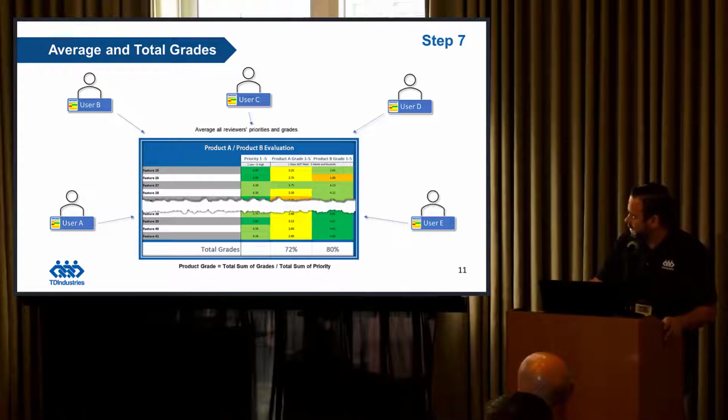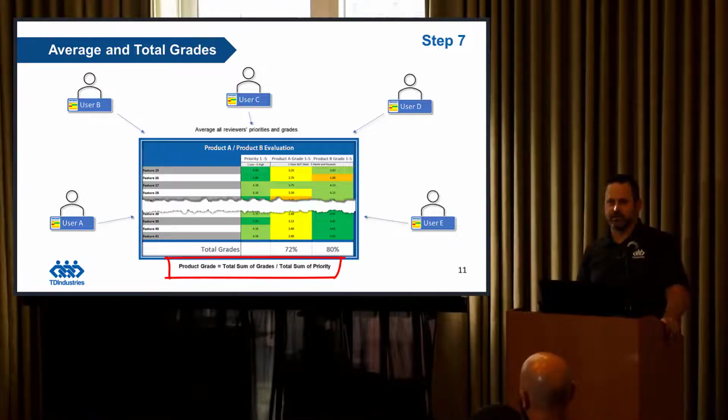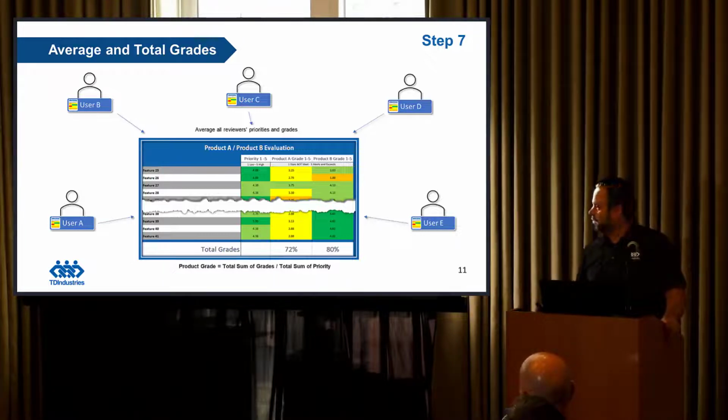And the idea here, right? Product grade is equal to the total sum of grades divided by sum priority. That's how you get to the percentage. That's how that product graded for your company. They will hit 80%, right? Little bit of a difficulty getting there, but there's a lot that goes into it, all right?